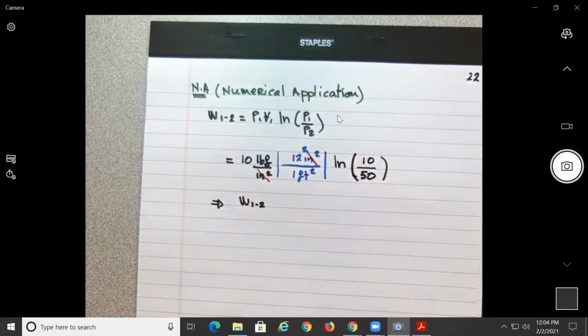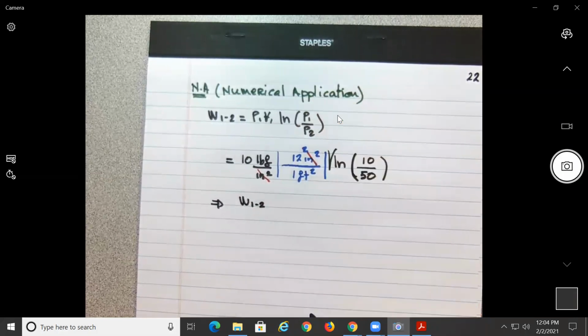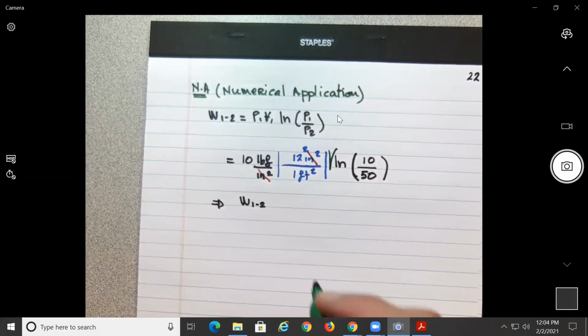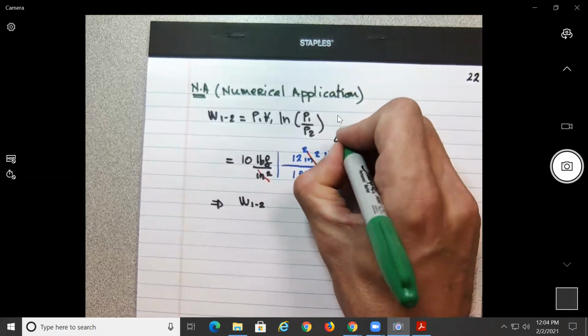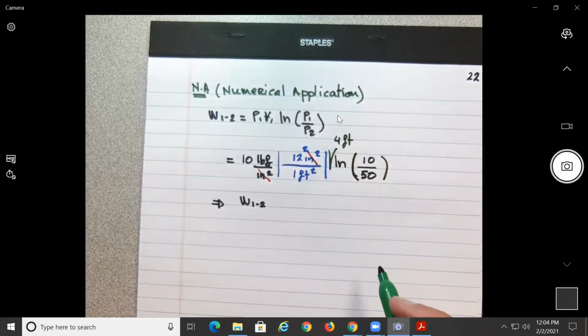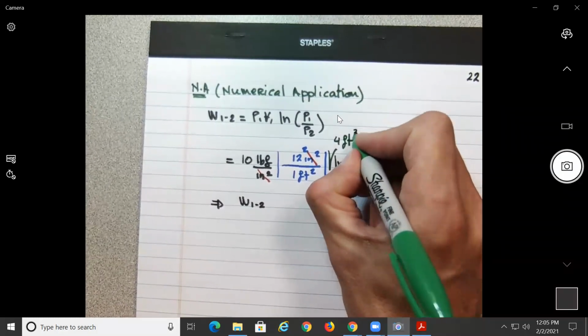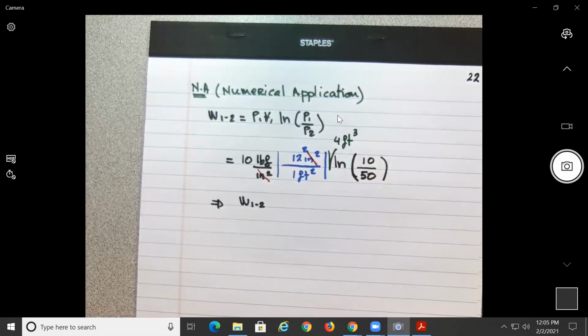I forgot the volume. You're absolutely right. And the volume is here. Volume was given to us to be, let's see, V1 is 4, no? 4. What did I do here? Oh, no, it's fine. Yeah, 4 cubic feet. Sorry for that.